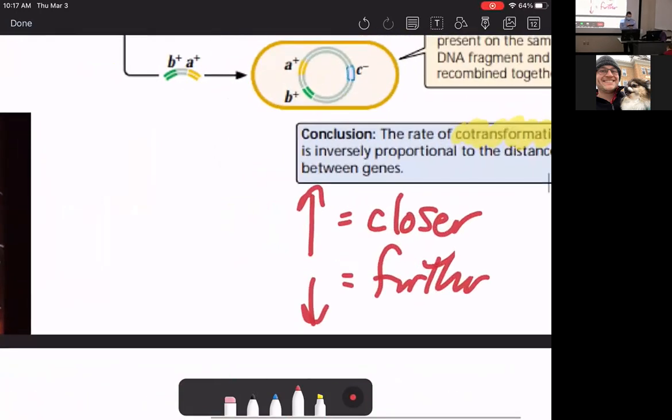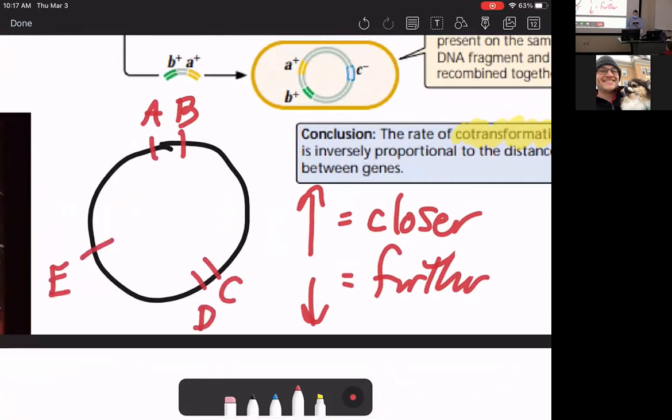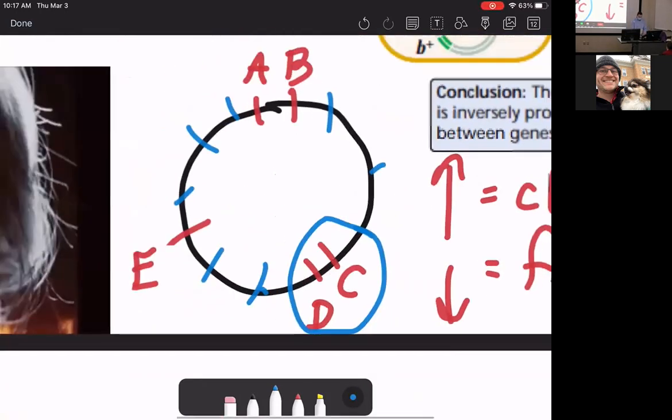And so what I mean by this is if I'm going to shatter this plasmid up, and I'm going to break it in all these random spots, right? You are more likely to see things come together in a single unit if they are close. You are more likely to see things come alone if they are far away from each other, and you can start to infer where everything is.